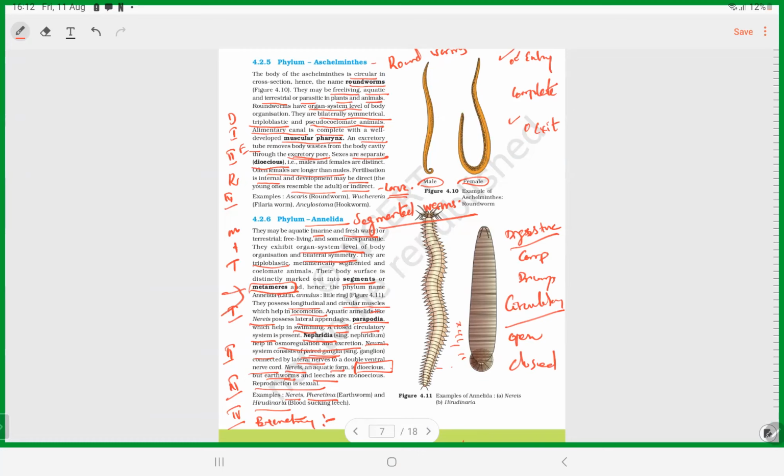And now, another question. What are the reproductive structures in annelids? Can someone tell? Come and answer. Girls, no one has come. It is there in the bold. Just answer, I just want to hear. Hello, students. Is someone coming or not?